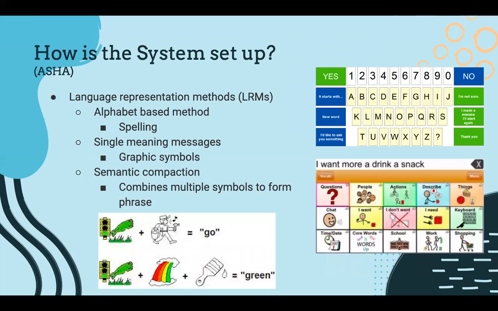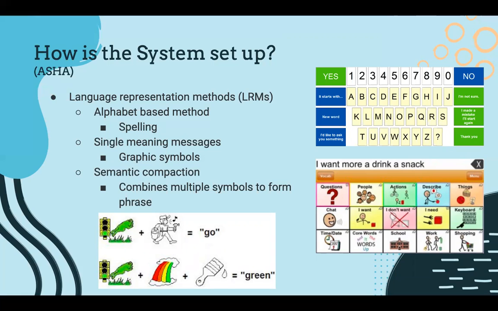How is the system set up? It uses symbols that represent language, known as language representation methods, or LRMs. An individual may use a combination of them or just a single one. This depends on the device and the individual's preference. The first one would be alphabet-based methods, which is the top right picture. This is based on traditional spelling and often uses word and phrase predictions to help with efficiency.